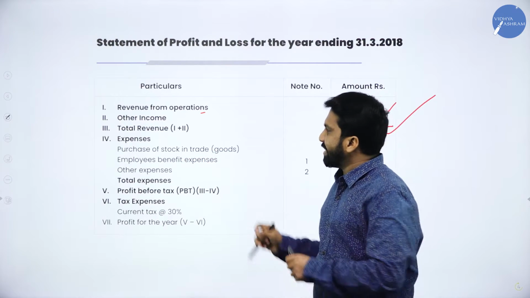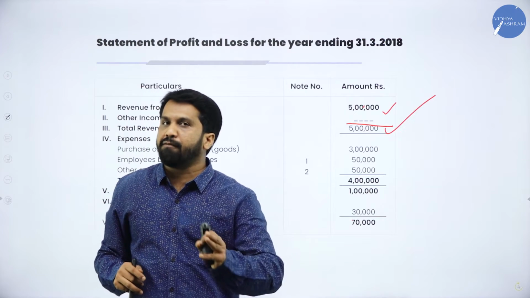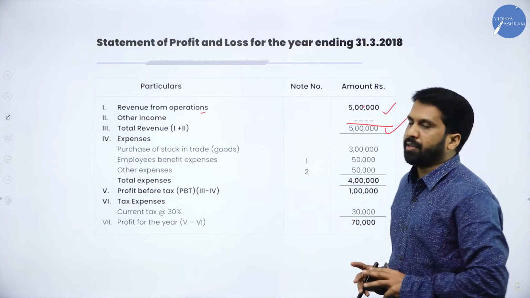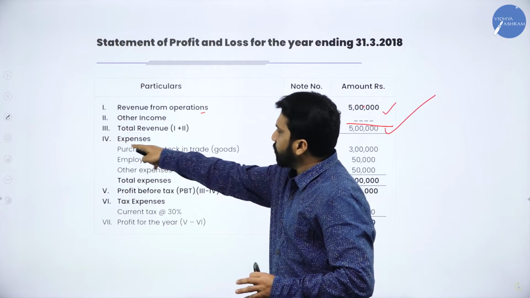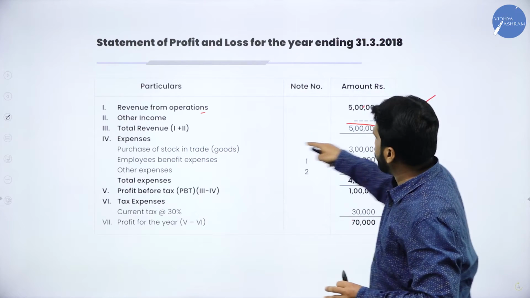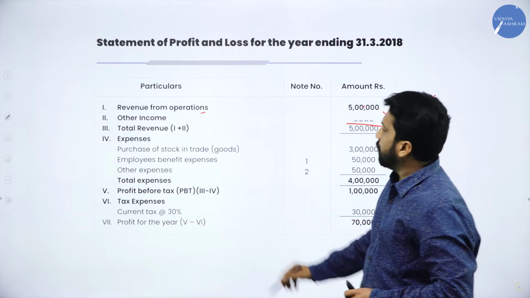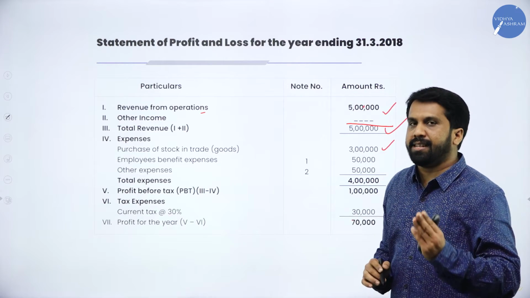Purchase of goods. In this format, we have not taken cost of material consumed. Why? Because they have not given it in the question. Better, even if it is not given, write down cost of material consumed with the amount column blank. That is better. Now, purchase of stock, as per the question we have taken 3 lakh.